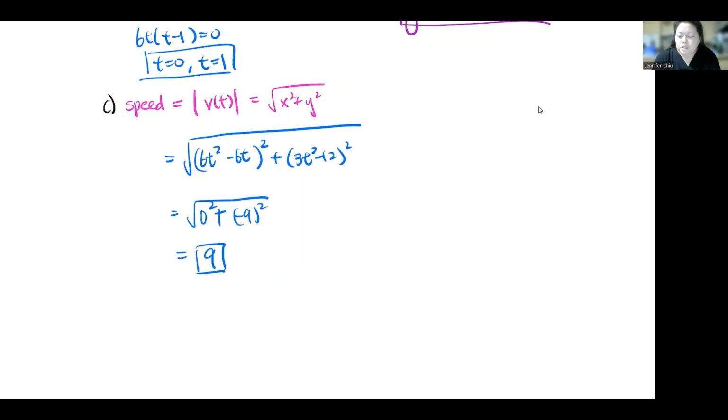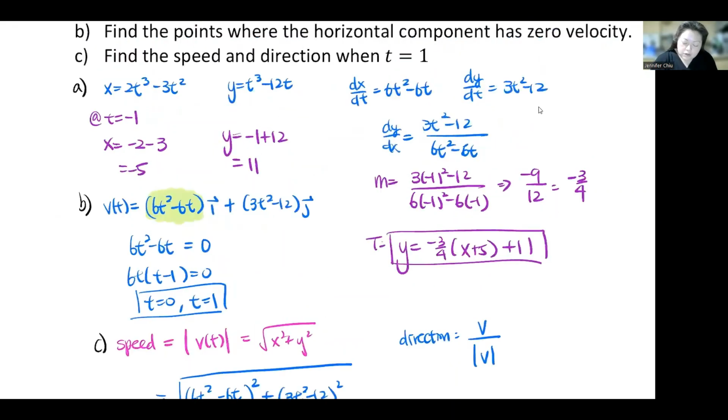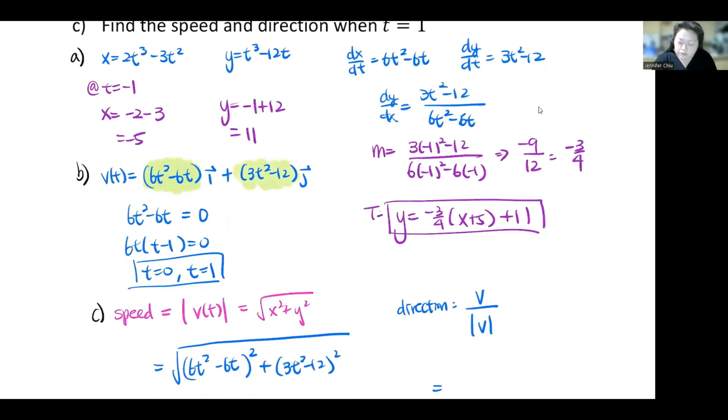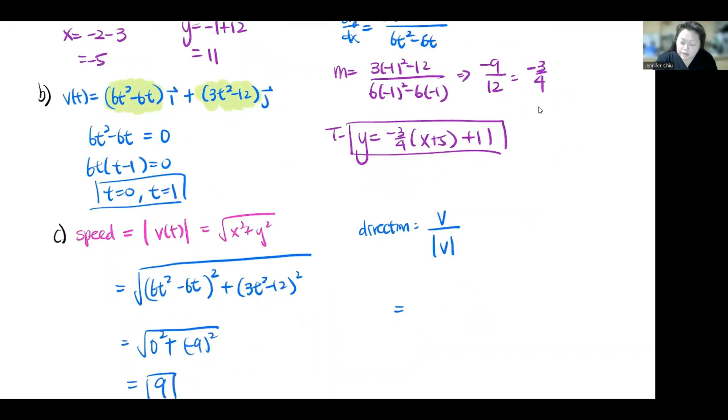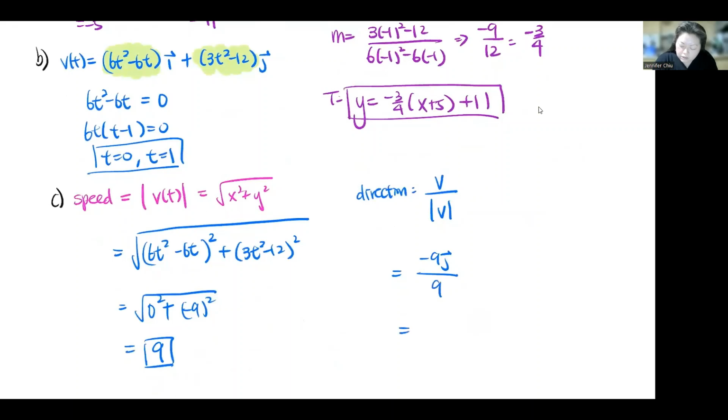So what about direction? Direction is defined as velocity over speed, right? So it's v over the magnitude of v. You can go ahead and plug t equals 1 into your velocity function, and you get negative 9j, and you divide it by our magnitude, which is 9. So my direction is negative j, which means it's going down, right? So it's a vertical direction, but it's going negatively, so the direction is going down, okay?